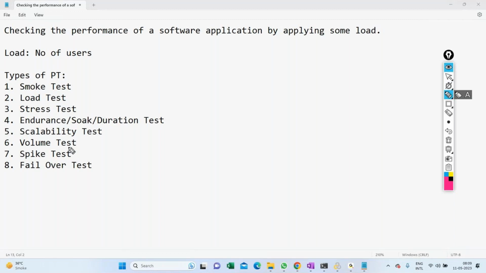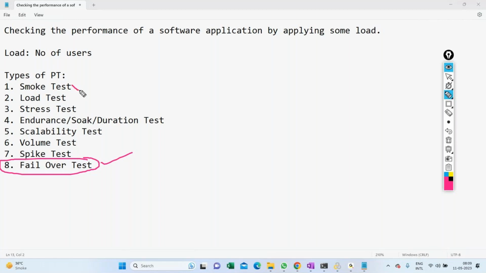Out of these eight, the eighth one we will discuss in the next session because there is some dependency. Before you understand what a failover test is and how to perform it, first you have to understand the meaning of server, web server, app server, DB server, those kinds of terminologies. That's the reason we will cover it tomorrow, because tomorrow's session is all about servers and all those things. So let's discuss the types of performance testing today.